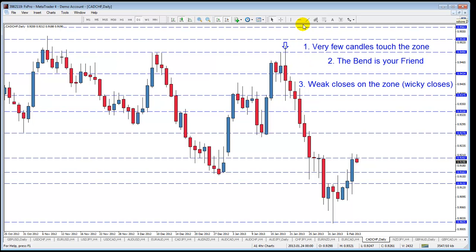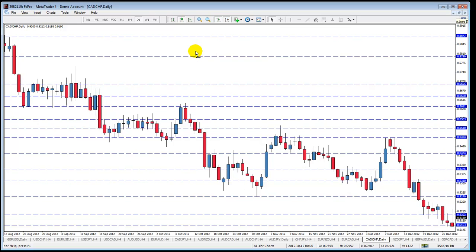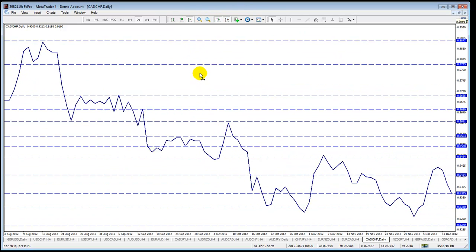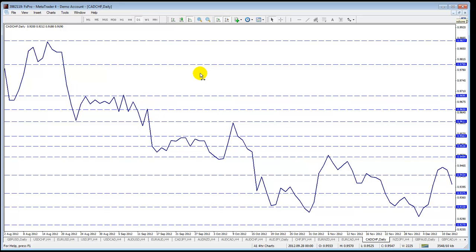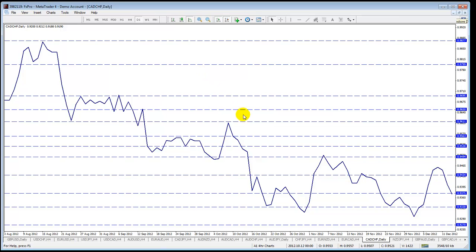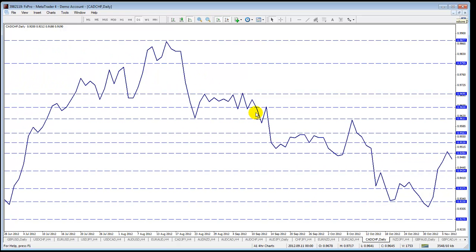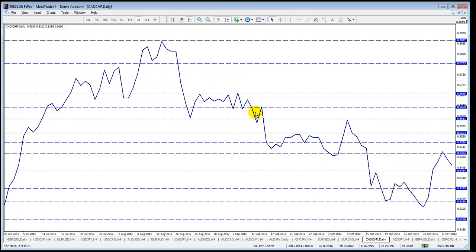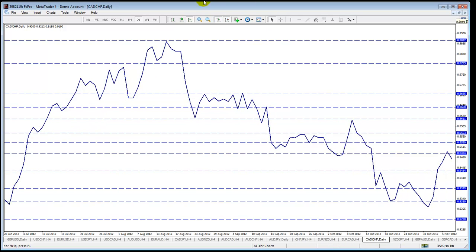And then the market needs to make a new low or a new high. So when we're looking at a reversal off of a resistance like this one right here, we need to see the market make a new low after that bend. So we got the bend right there, and now we need to see the new low. Here's the bend, here's the new low, right? Here's the bend right here. Here's the bend on this chart.